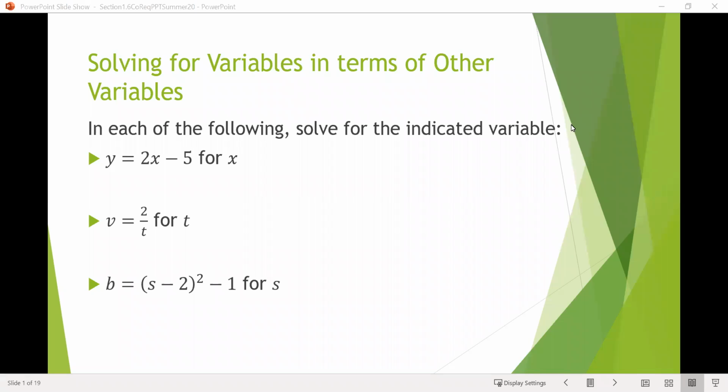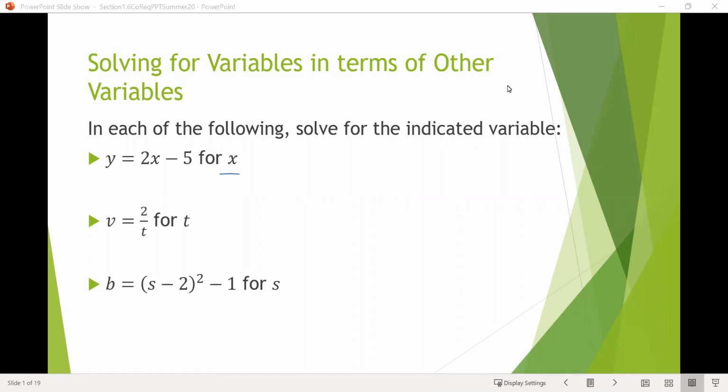All right, hello everyone. The purpose of this video is to go over some of the prerequisite skills we need to know before doing section 1.6. So we're going to talk about solving for variables in terms of other variables, because that's something that'll come up in what we learn in section 1.6. Okay? So we're going to start with this first one.